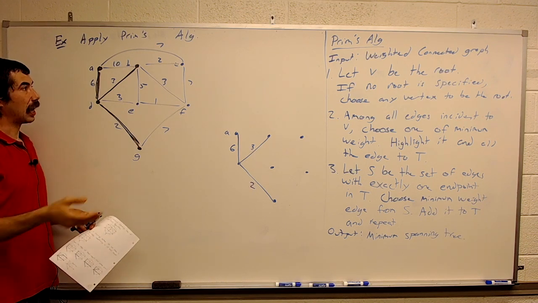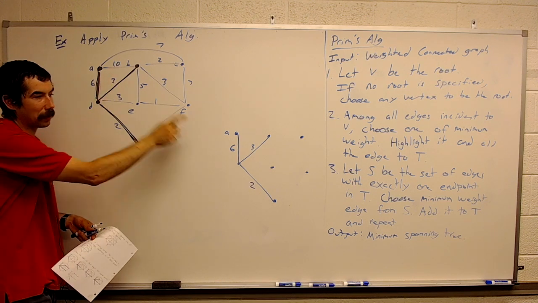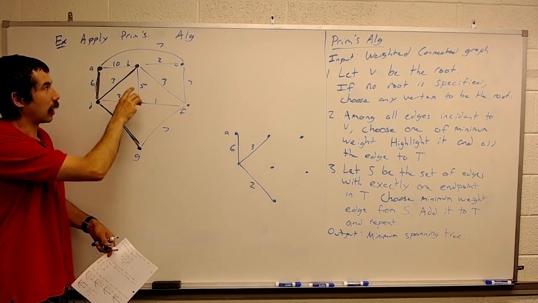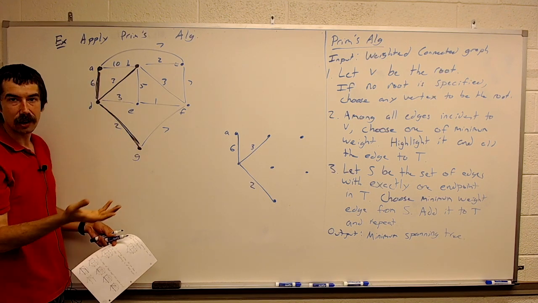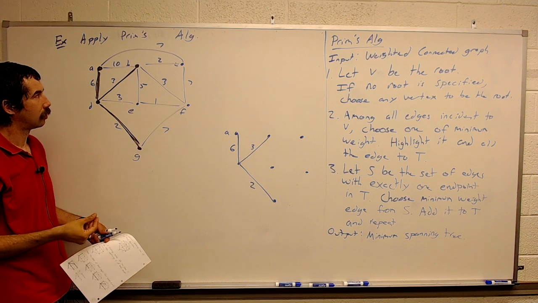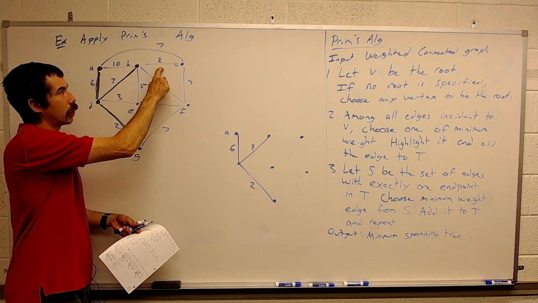Again, all edges out of A, B, D, or G that don't create a cycle. So 10 would not be in this S set, right? Because this 10 edge has both of its endpoints in our tree. So we can't include it. Okay, we want to find the one with the least weight. That's the 2.